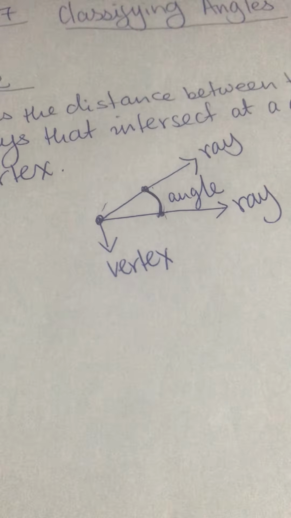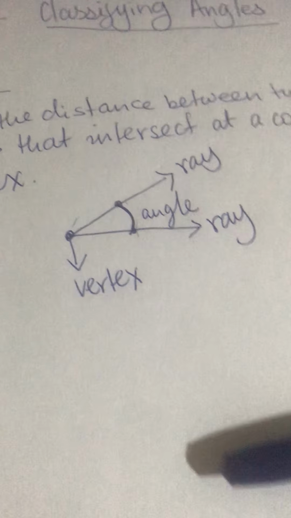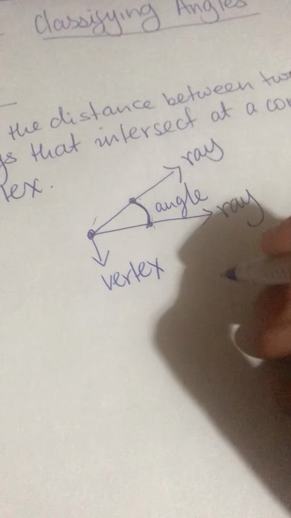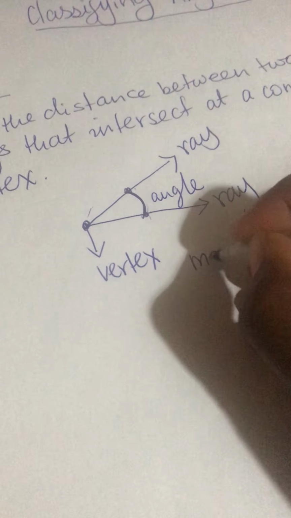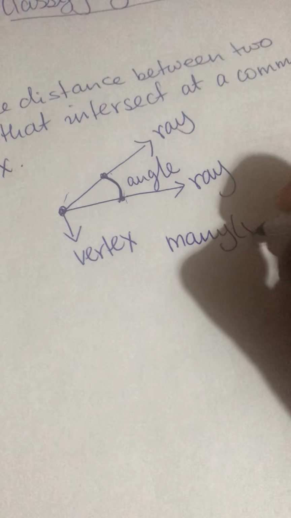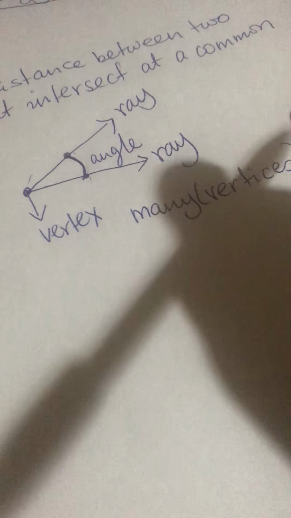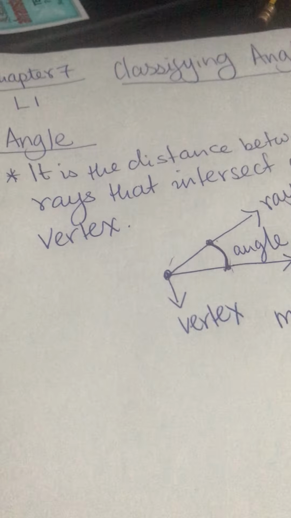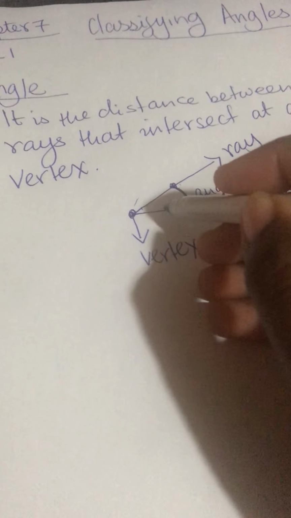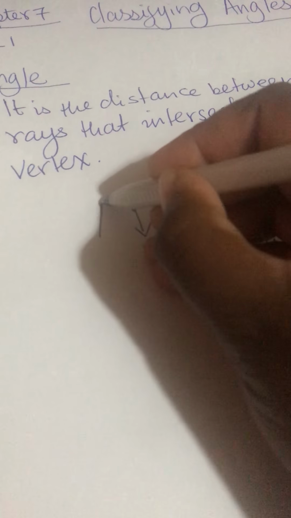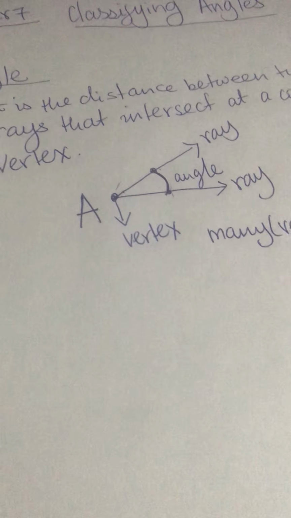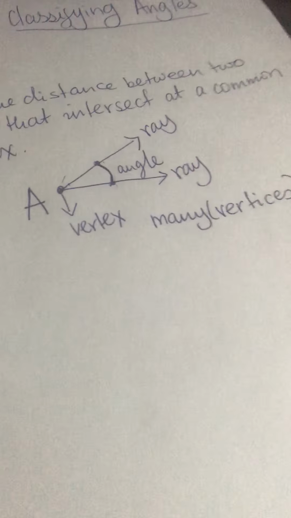Okay? Now, one is vertex, many is vertices. When I say vertices, I mean many points where rays meet. If it is one, it's called a vertex. Okay? Now, vertices are always labeled with a capital letter. A, B, C, whatever letter you want.